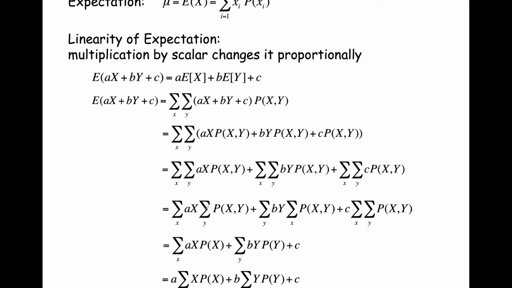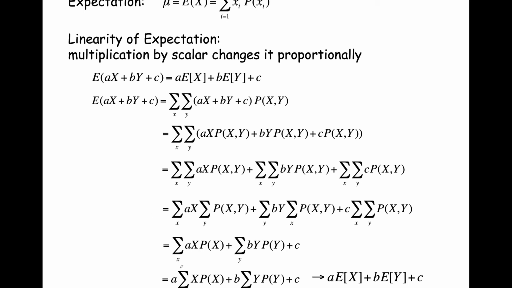So if I look at this expression, I take advantage of the distributive law of multiplication over addition, because here's my summation, and then here's my multiplication by a. I can bring this a out, so I have a times the sum of x p of x, plus b, I bring that out as well, for the same reason, b times the summation y p of y, plus c.